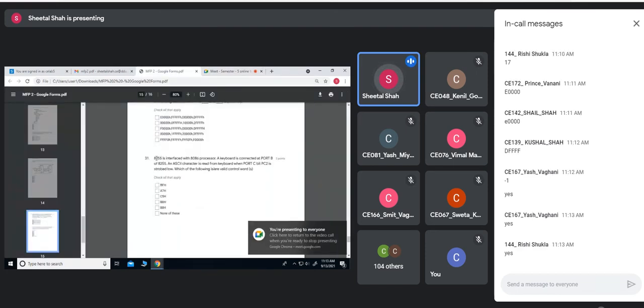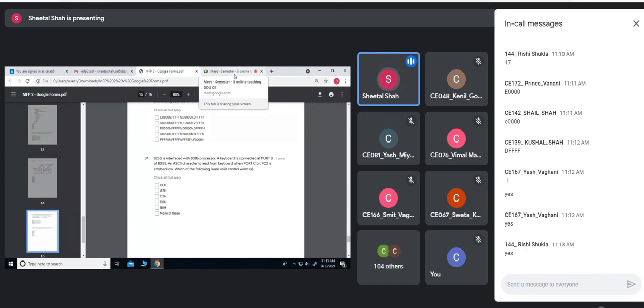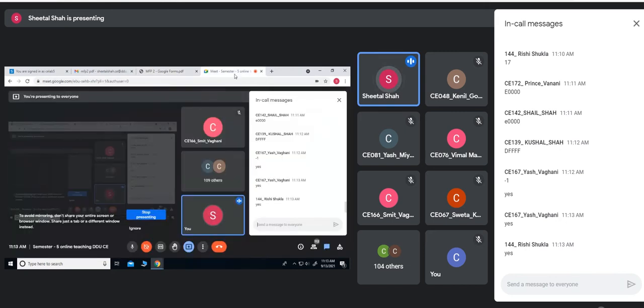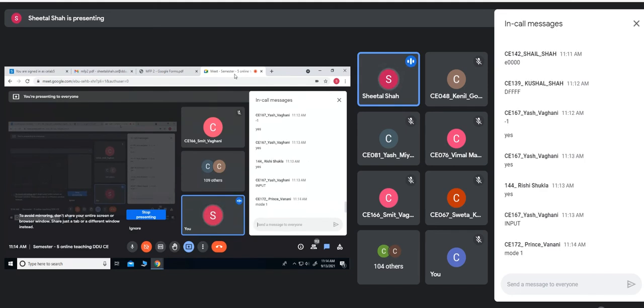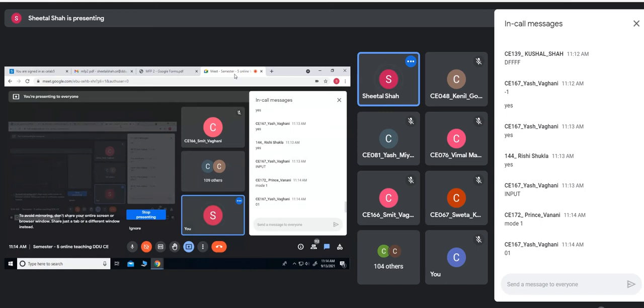Okay, so 8255 is interfaced with 8086 processor. A keyboard is connected at port B. If I'm connecting a keyboard to any port, in which mode should it be? Input mode. And the mode number? Mode 0, mode 1. Yes, it is mode 1, because once the key is pressed, a strobe signal would be sent. By looking at the strobe signal, the 8255 will access the data. That we have already learned.